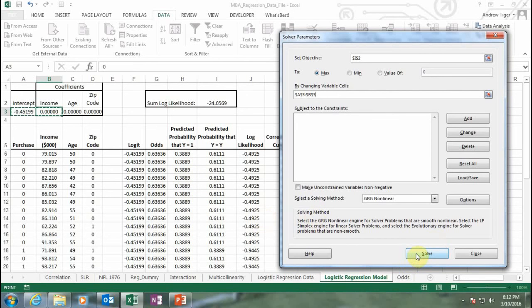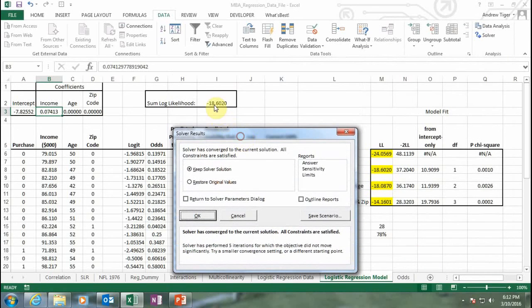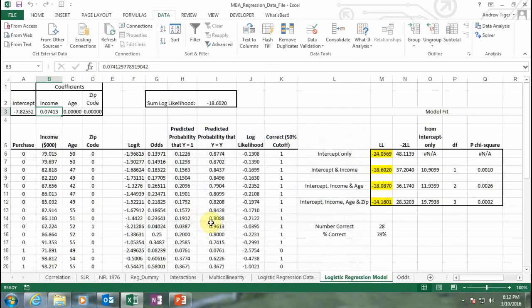And I'm going to hit solve, and look what it does. It was at minus 24. Again, it's trying to make this as big as possible, so it's trying to get from being negative, and it went from minus 24 to minus 18, so it's getting bigger. And it went from a prediction of 22 to 28.